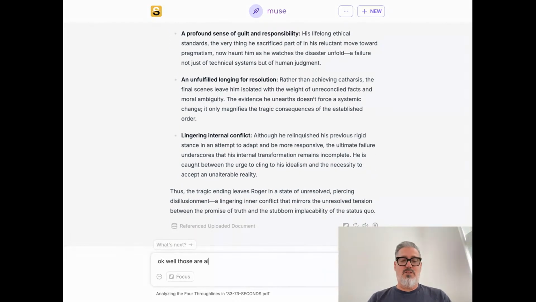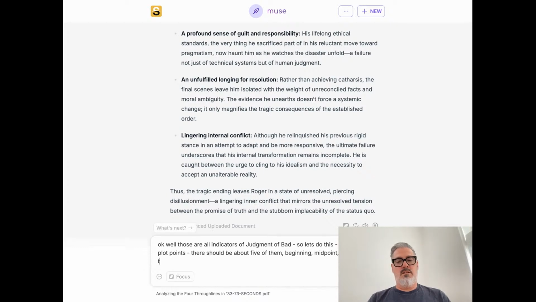Okay. Well, those are all indicators of, let me make sure I'm still on here. Yep. Indicators of judgment of bad. So let's do this. Find the major plot points. There should be about five of them: beginning, midpoint, end, and then two in between those.